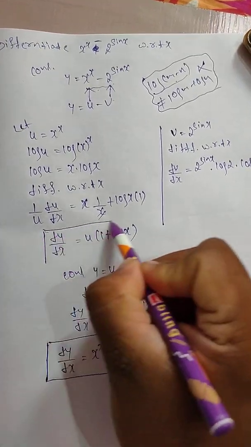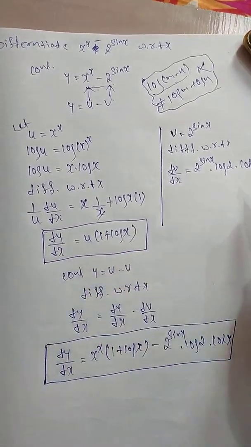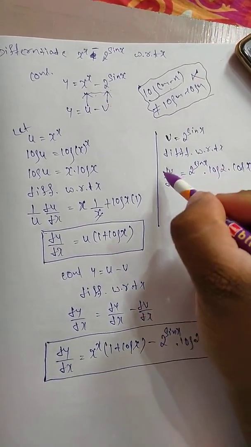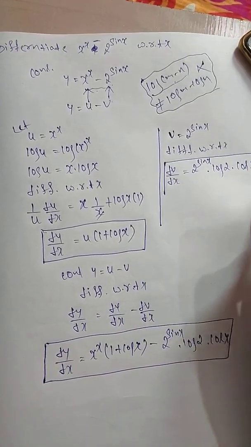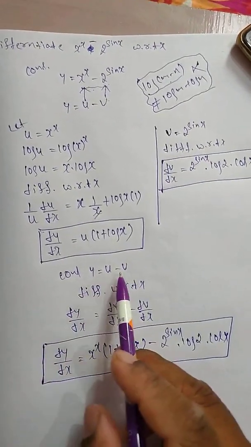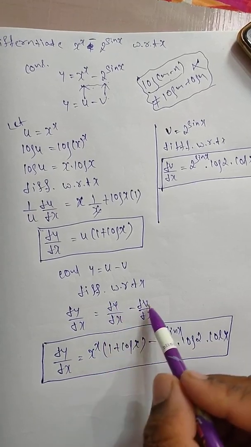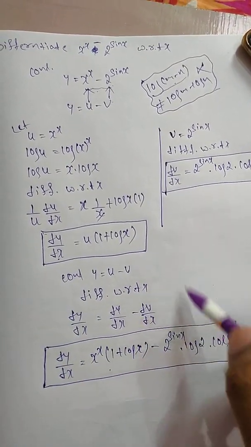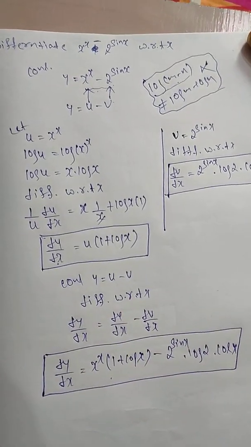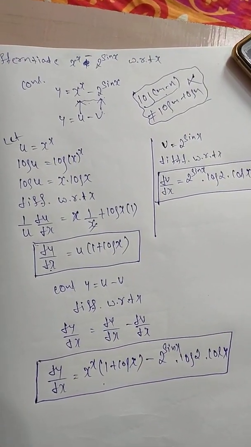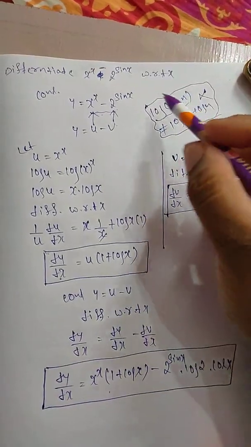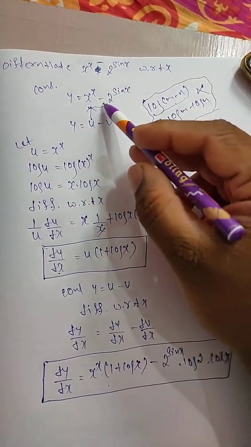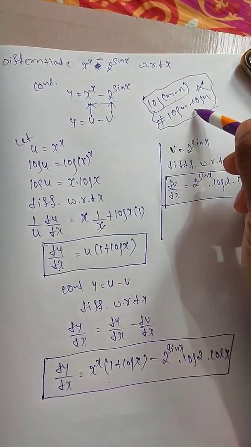We differentiated v and got dv by dx. We considered y is equal to u minus v and differentiated to get du by dx minus dv by dx. We already know du by dx, substitute; we already know dv by dx, substitute; like that we are done. So once again I am telling, we can't apply the log for the subtraction. Since subtraction is the operation, we can't apply the log here.